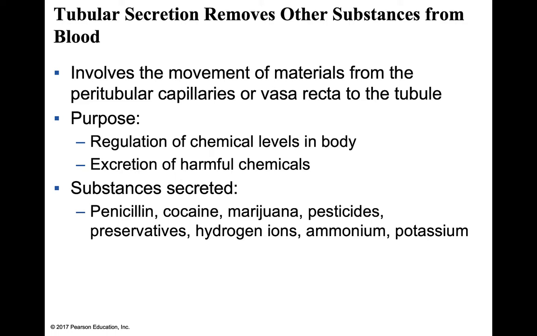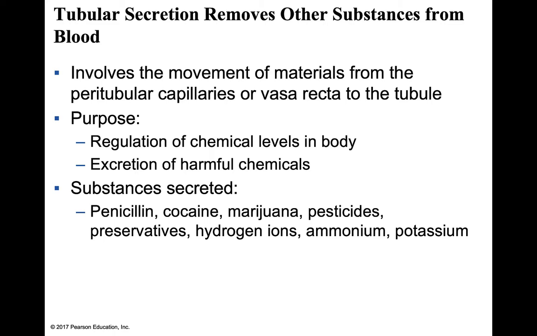Now, secretion is going to be moving in the other direction. So substances from the peritubular capillaries are going to be moving into the tubule. Here, you're basically regulating chemicals in the body, and you're also looking at the excretion of harmful chemicals. Substances that are secreted into the tubule include drugs such as penicillin, cocaine, marijuana, pesticides, preservatives, hydrogen ions, ammonium, and potassium. All of that is going to be secreted into the tubule and become part of the urine.